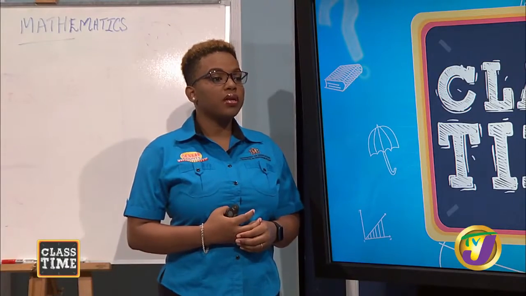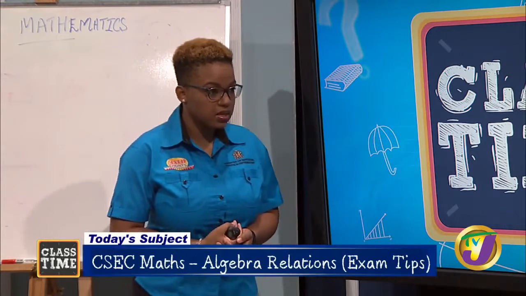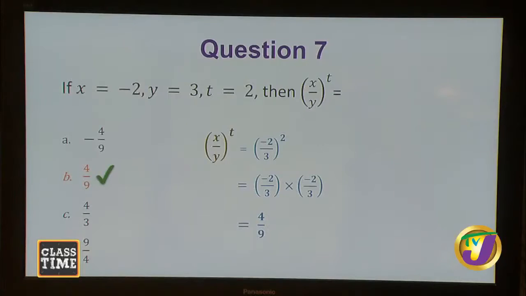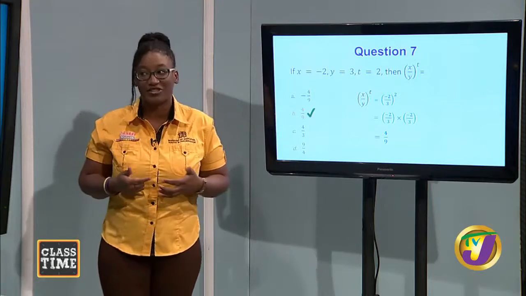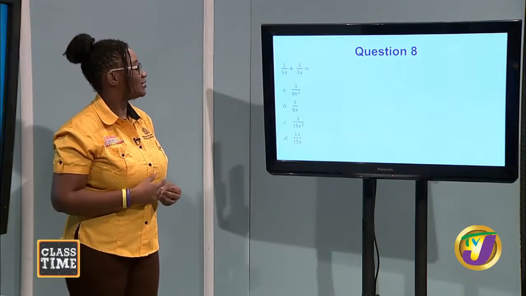And I also want to point out, just in case you would have only squared the numerator, there's an option there for you, which is C. So you have to be very careful and ensure that you realize that the entire fraction is squared. Definitely. All right, question 8.